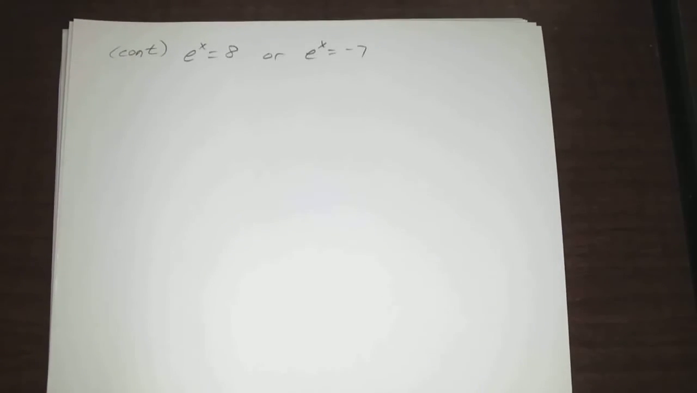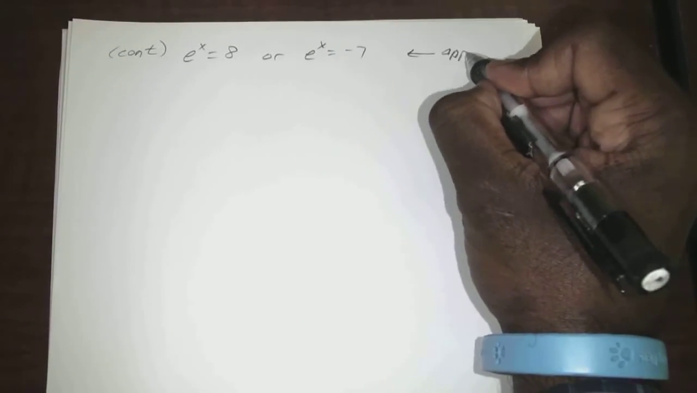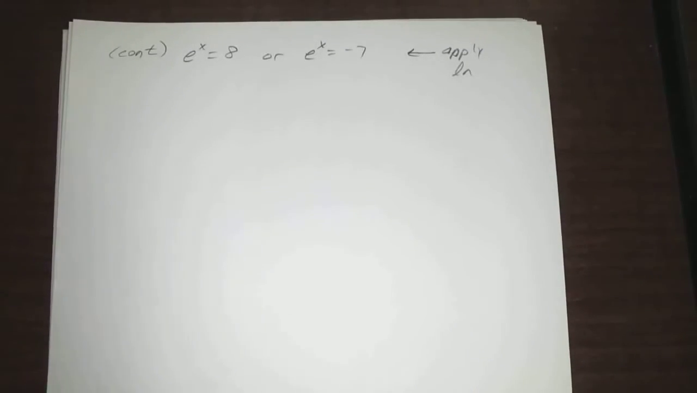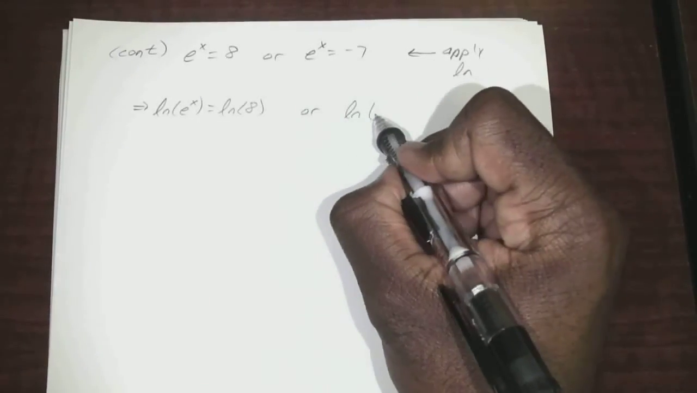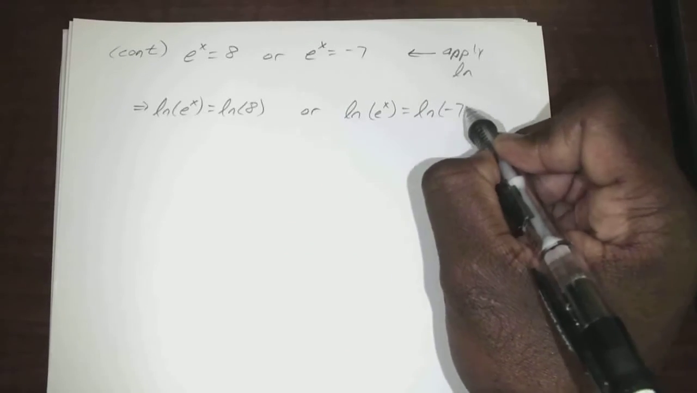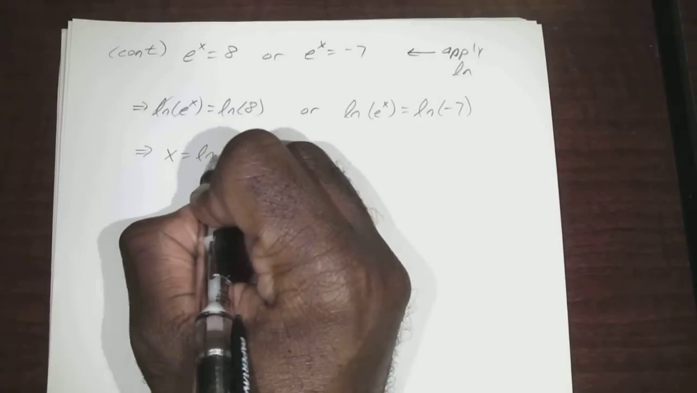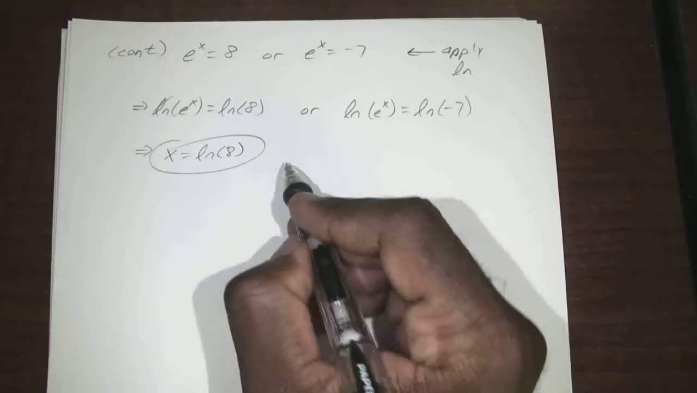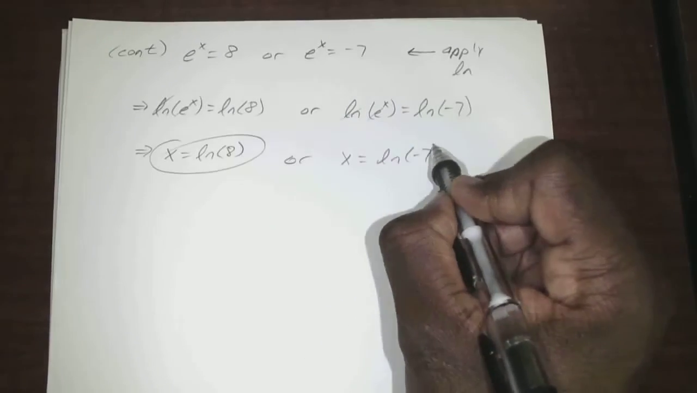Okay, so we know that e to the power of x equals 8 or e to the power of x equals -7. So in order to solve for x, once we get our e to the power of x, we just apply natural log to both. Okay, so we'll apply our natural log. That means we have the natural log of e to the power of x equals natural log of 8, or natural log of e to the power of x equals natural log of -7. And again, those two will cancel each other out. So you have x equals natural log of 8. Or, again, those two will cancel each other out. So you have x equals natural log of -7.